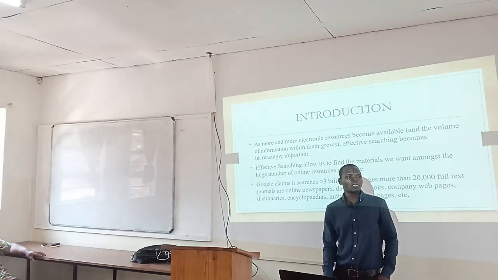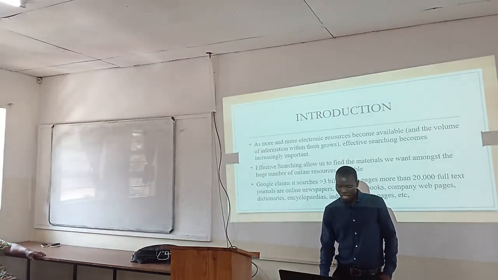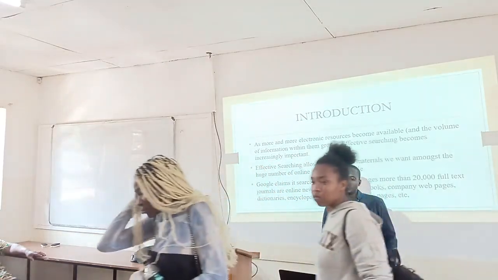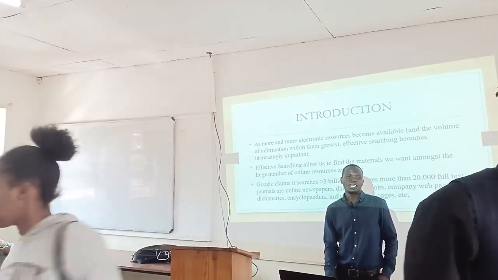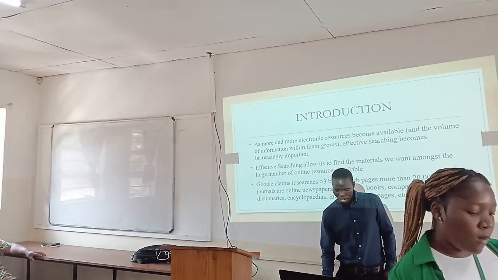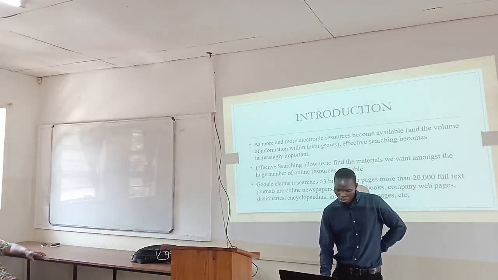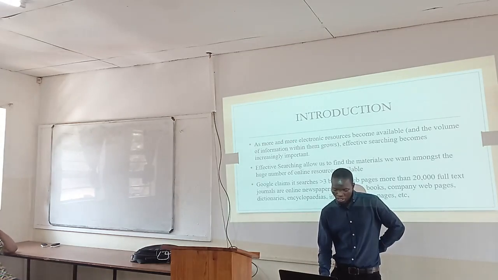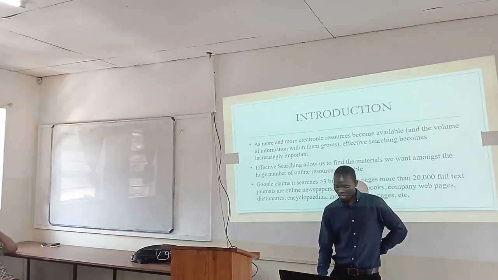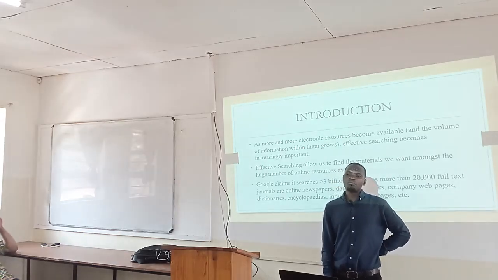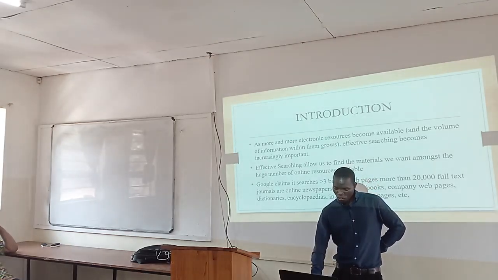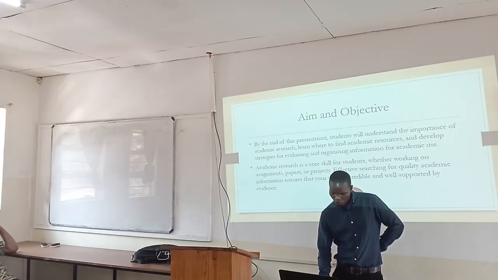As we all know, the world is moving digital. Nowadays, getting information is not as big a task as it used to be 10 to 15 years ago. For example, Google claims that 3 billion web pages, more than 20,000 full text journals, online newspapers, databases, books, and company web pages can be available at the same time. That is 3 billion web pages at a time. So you can see that information is now easy to find, which poses a question: how can we be able to trust this information?